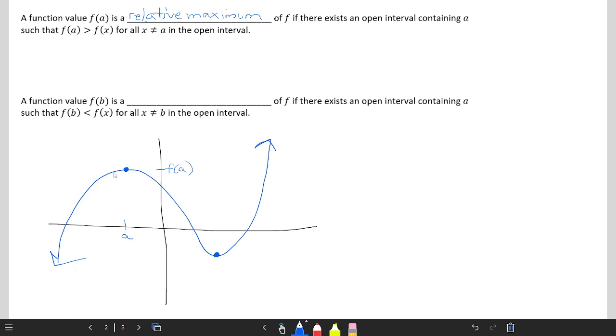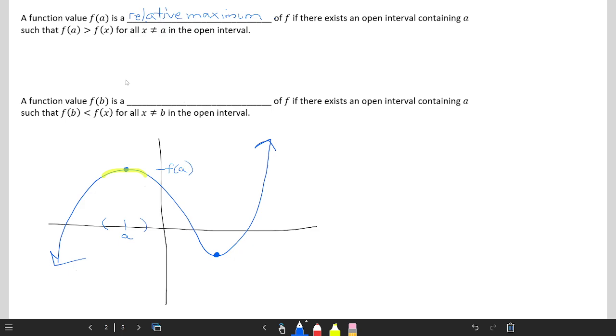But in this little area around that point, it is the highest point. So that's why the definition is saying if you look at a little open interval around this x value a, you look at the points on the graph that correspond to those x values, this point right here is the highest. It's the largest y value. So that's what makes that y value a relative maximum.